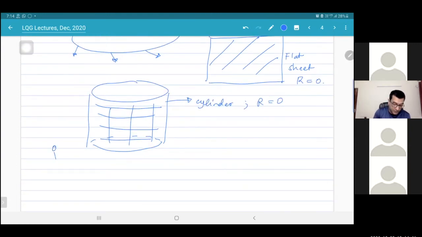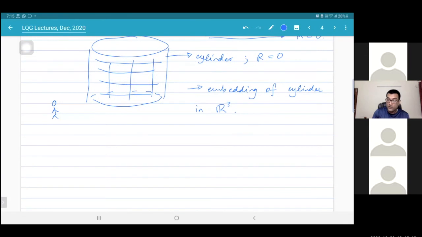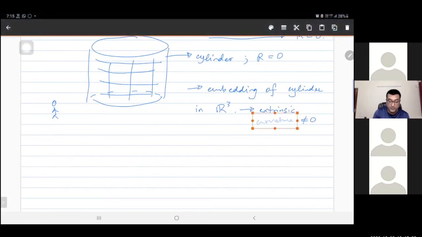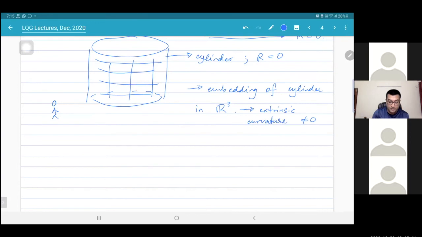But if you are an observer who is standing outside, right, you will suddenly say that, well, there is some curvature. I can see that. But the reason you can see that, quote unquote see, is because you are looking at the embedding of the cylinder in R3. How is it embedded, right? So how do you measure this other kind of curvature? This is called extrinsic curvature. And this is not zero for the cylinder. It's zero for the flat sheet of paper, for the unrolled sheet of paper, but for the cylinder, it's not zero.